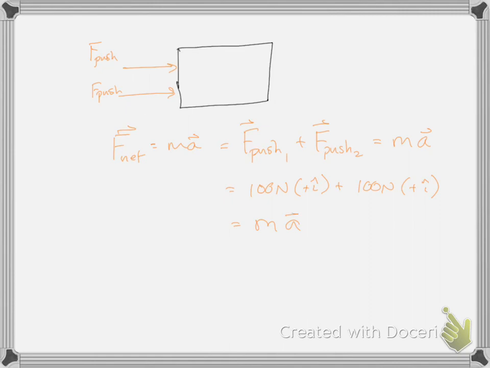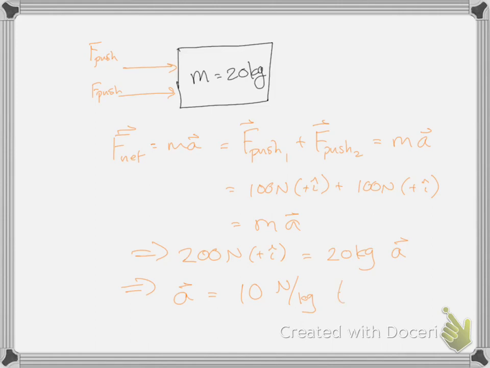Let's say we didn't give the box a mass before, but let's go ahead and give the box a mass of 20 kilograms. Guess you don't really need two people to push a box of 20 kilograms, so that's okay. And so therefore, we've got 200 newtons in the plus x direction is equal to 20 kilograms times the acceleration. So therefore, the acceleration is 200 divided by 20, which is 10 newtons per kilogram. And we got to carry that direction, right? It's in the plus x direction. That's the direction of the acceleration. The acceleration goes in the plus x direction.